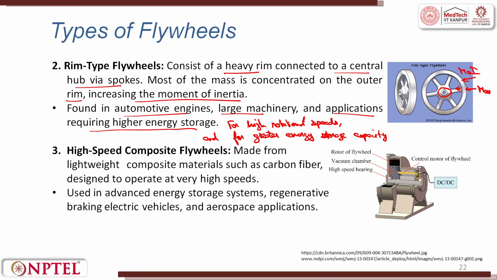Then comes high speed composite flywheels. These are made from lightweight composite materials such as carbon fiber, designed to operate at very high speeds, because the flywheel weight is very heavy. If it is made of steel, it would be difficult to rotate it at a higher speed. So when high speed is required, the weight has to be lower. I will put here: weight has to be lower.